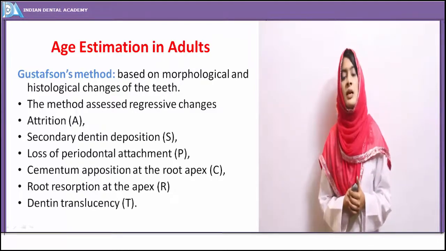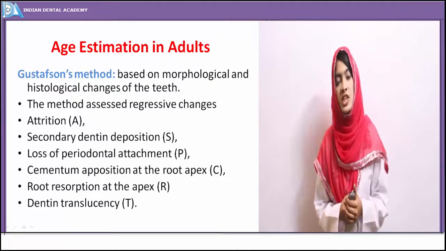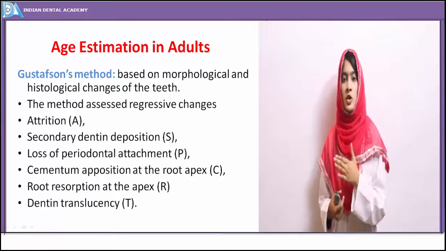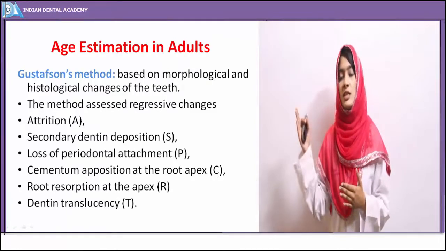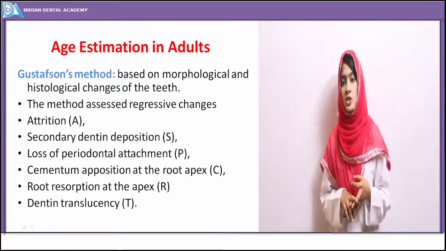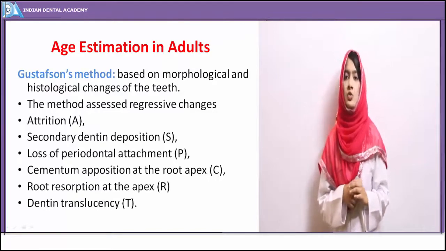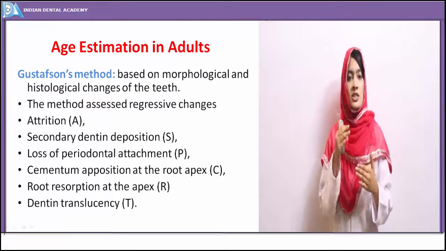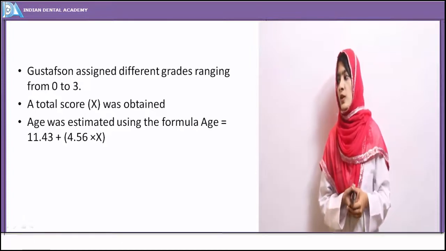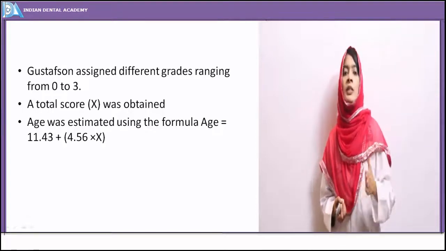Gustafson basically measured the regressive changes which occur in the teeth, and based on them he gave the age estimation in adults, using a formula. The regressive changes he considered are attrition of the teeth, secondary dentin deposition, loss of periodontal attachment, cementum apposition at the root apex, root resorption at the apex, and dentin translucency. Based on these regressive changes, he estimated the age using the formula 11.43 plus 4.56 into x. Here x is the total score obtained after comparing all the regressive changes.